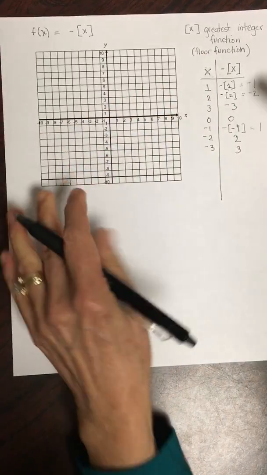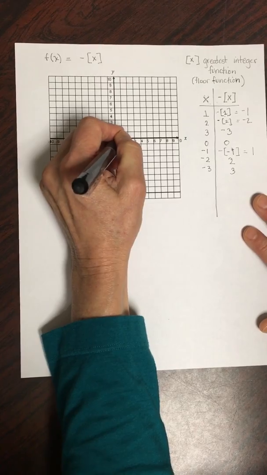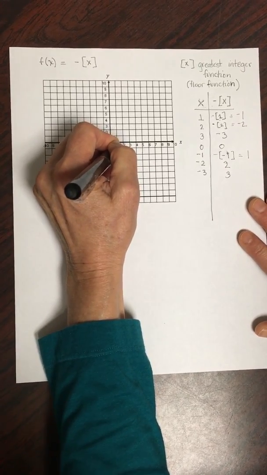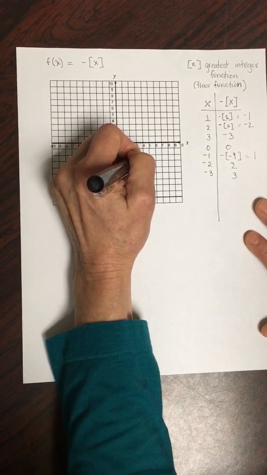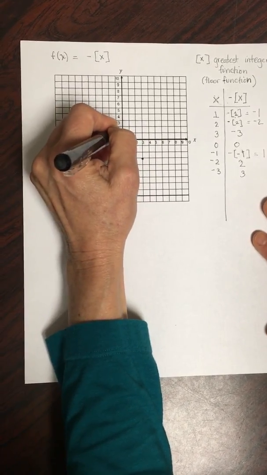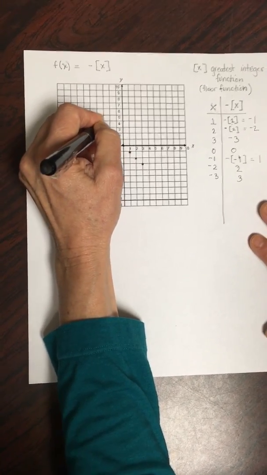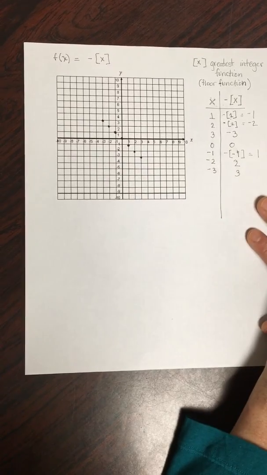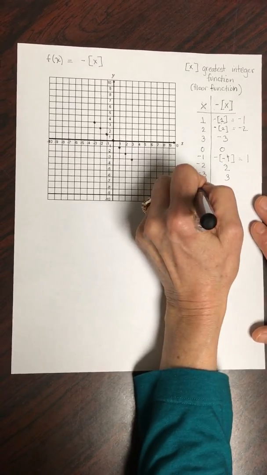So what we're going to do first is graph these dots. So we have 1, -1, 2, -2, 3, -3, 0. Then we have -1 is 1, -2 is 2, and -3 is 3. So this is not very unusual at all. But now we're going to start putting decimal values in.